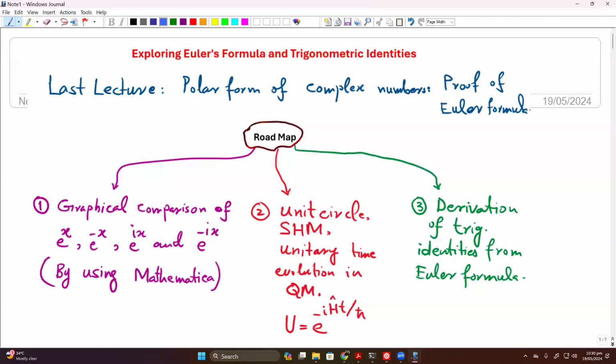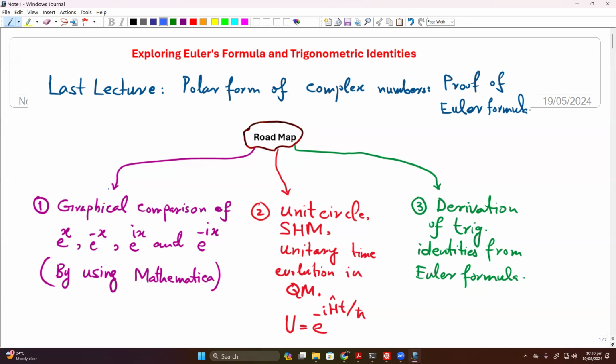Okay, so last time we discussed polar form of complex numbers, and then we derived Euler's formula. Today we are going to further explore Euler's formula, and we will derive some trigonometric identities. So I'll go with this plan.